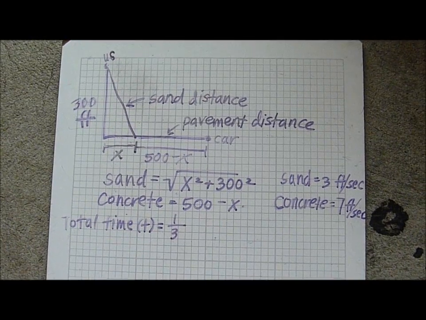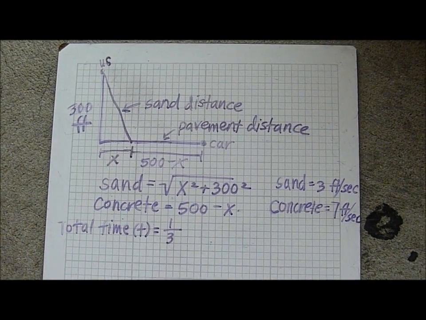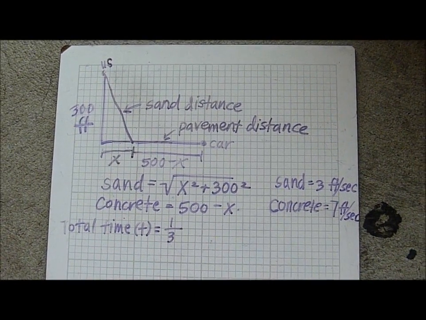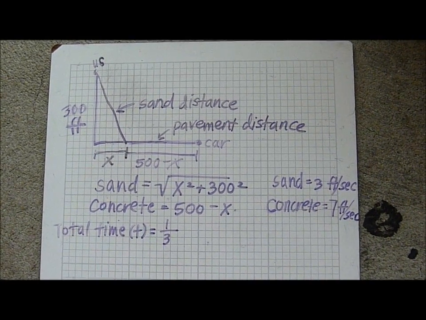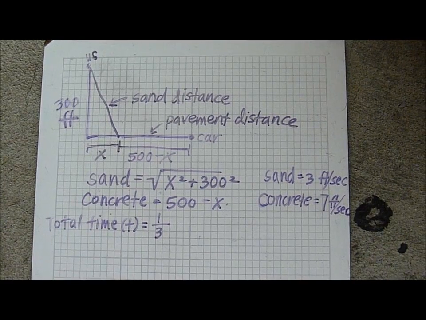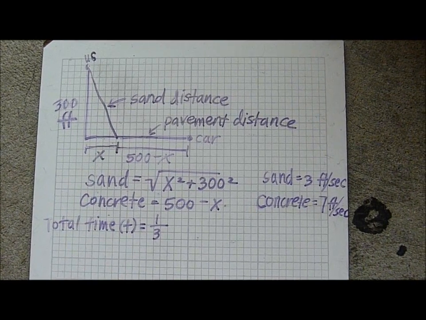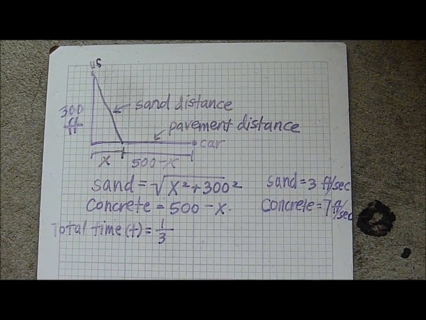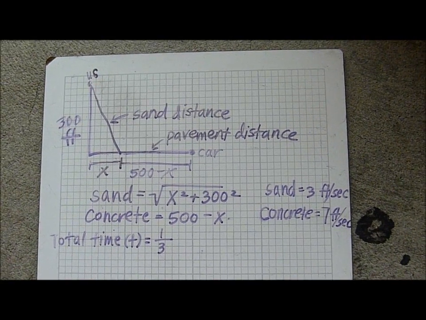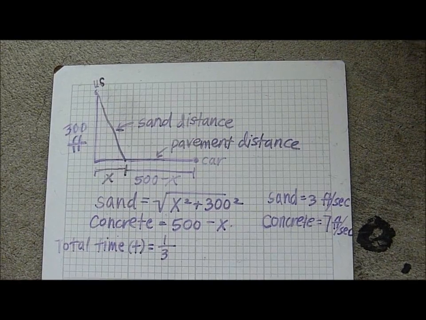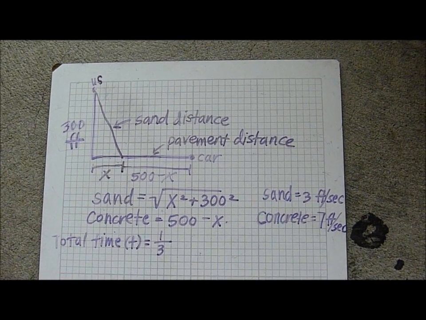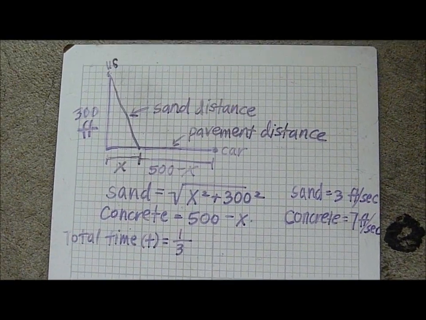So by the Pythagorean theorem, we're able to find out what the sand distance is equal to. The sand distance equals the square root of x squared plus 300 squared. And the concrete distance equals 500 minus x. We can run on the sand at 3 feet per second, or on the concrete at 7 feet per second.